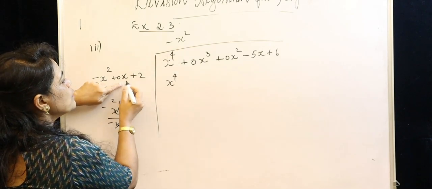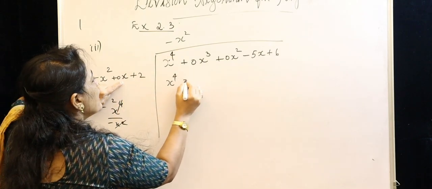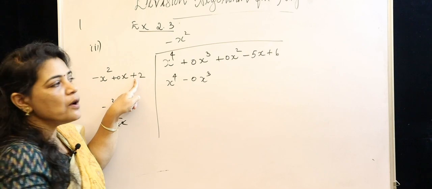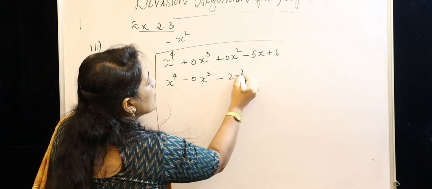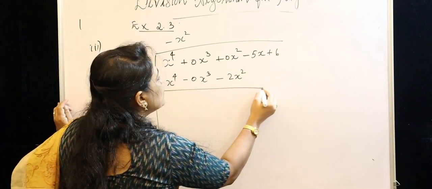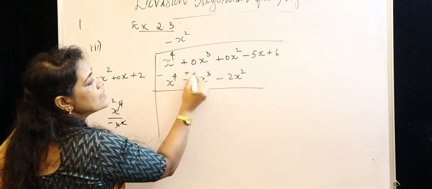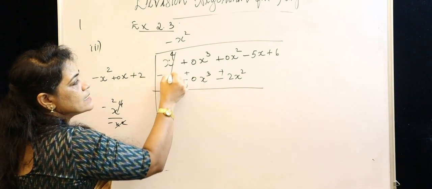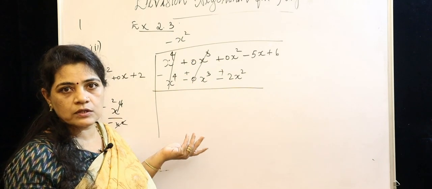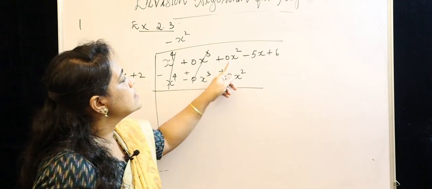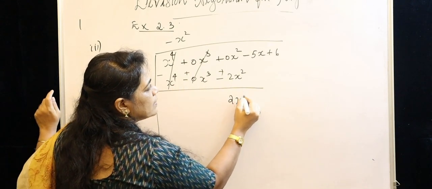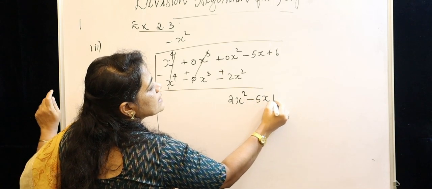Okay, and minus x square into 0, that is minus 0x cube. And minus x square into plus 2, minus 2x square. Keep the terms below its power, that would be better. Now change the sign, so minus plus minus plus. So x raised to 4 minus x raised to 4 get cancelled, and this term also gets cancelled, 0 0. Nothing will happen here. And 0x square and plus 2x square, so 2x square plus 2x square and minus 5x plus 6.